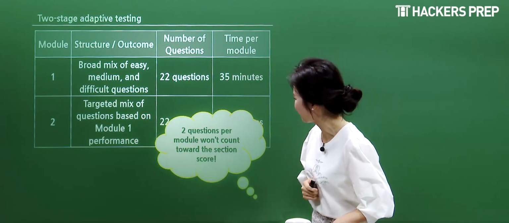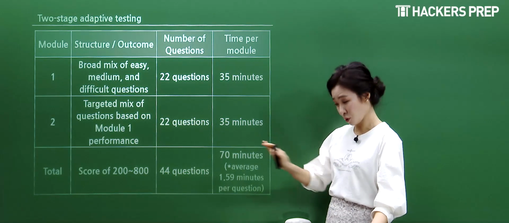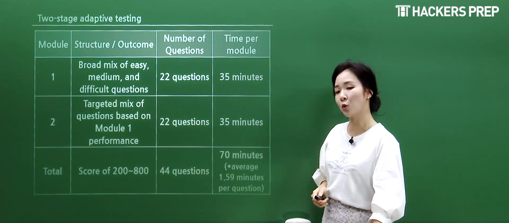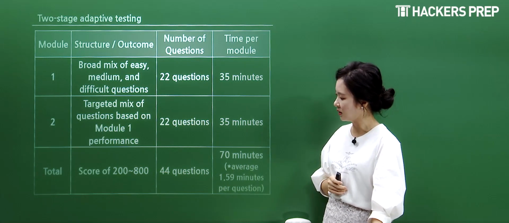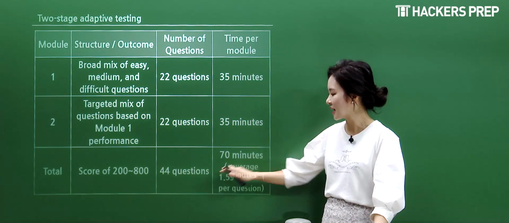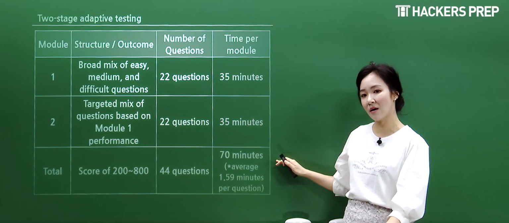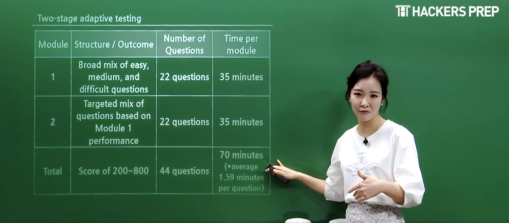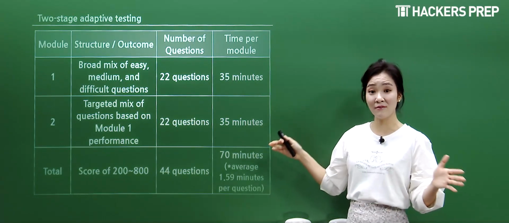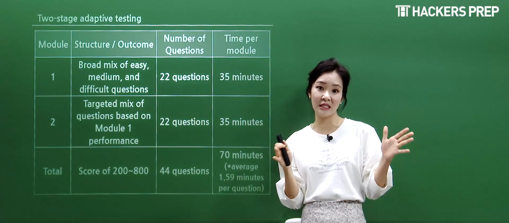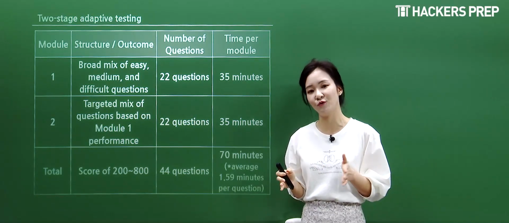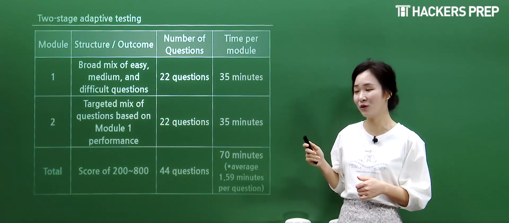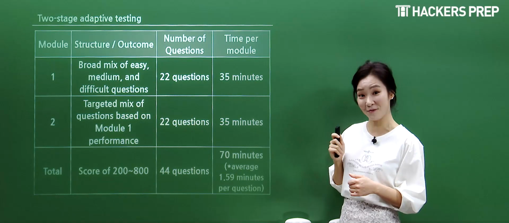Now, overall, after we've done the 2 sections or 2 modules, we'll be given a score between 200 and 800. Again, total of 44 questions. And because the total time is going to be 70 minutes, that's probably on average about a minute and a half per question. But again, these are not 70 minutes given straight, but 35 minutes each module. And only after you finish Module 1, we'll proceed to Module 2. So this is a general overview of the 2-stage adaptive testing for this section.